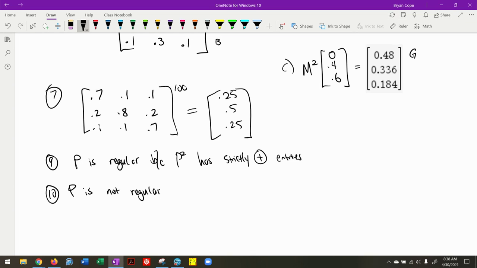Okay, so next class we're going to talk about how to find the steady state vector formally and why it is that when you raise P to a large power, you get the same column. You get the same vector in every column, which is actually the steady state vector.